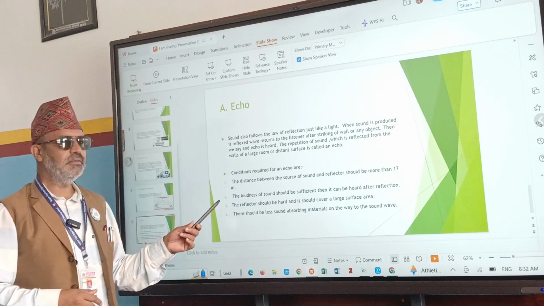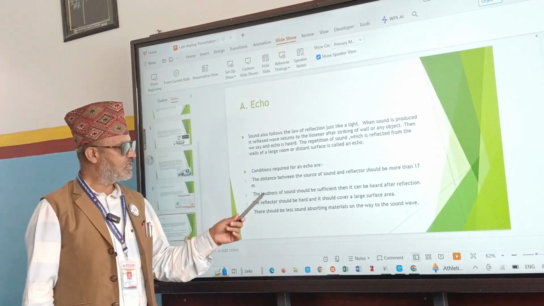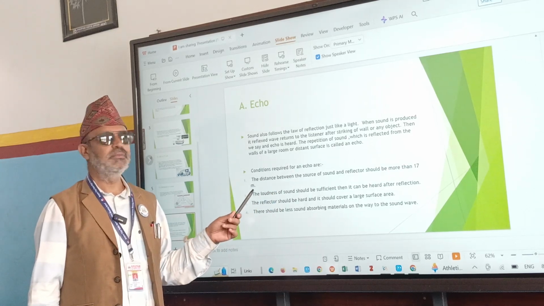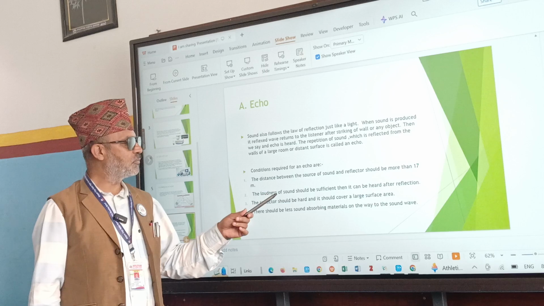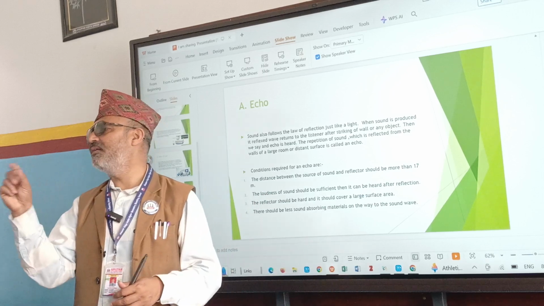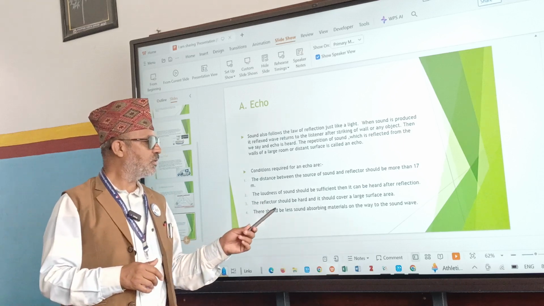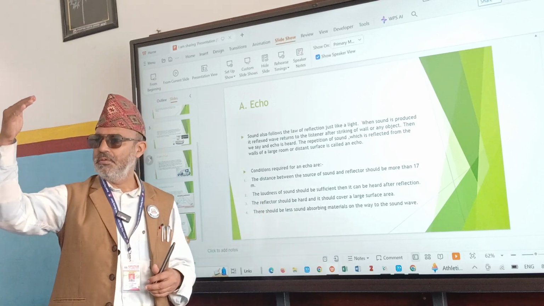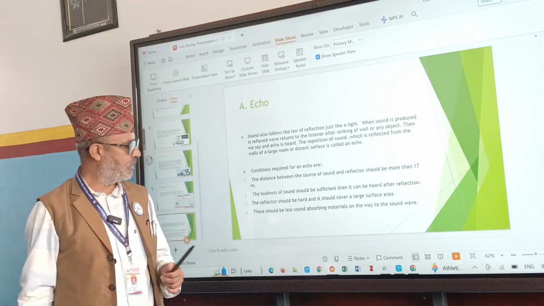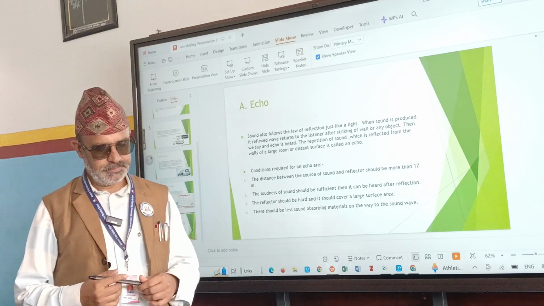And here are some conditions for echo. How many conditions are there? 4 conditions. What is the first condition? The distance between the source of sound and the reflector should be more than 17 meters. The loudness of sound should be sufficient. Sound should be louder. If the sound is low, then it cannot repeat. And the reflector should be hard. If the obstacle is soft, then it can absorb the sound. And there should not be sound absorbing materials.